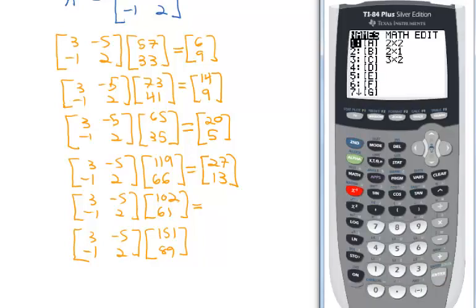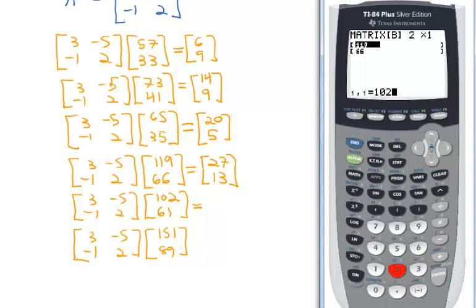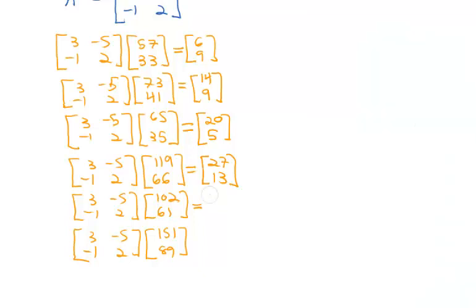Two more times. Two by 1. We've got 102, 61. Second quit. Hit enter again. 1, 20.